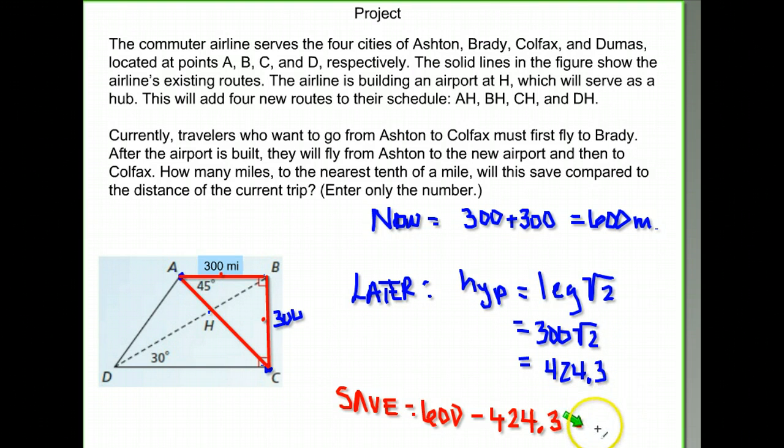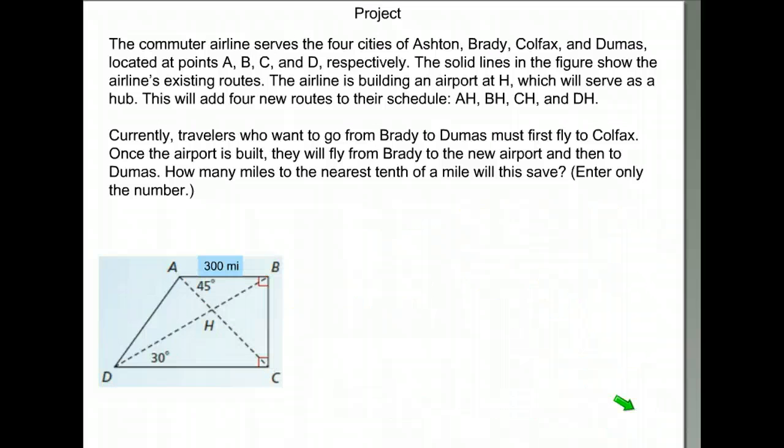Okay, so how much distance did they save? Good, 175.7 miles. All right, so again, it's an application question, but we're still using our special right triangles.